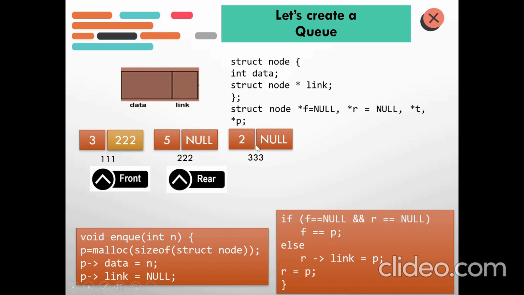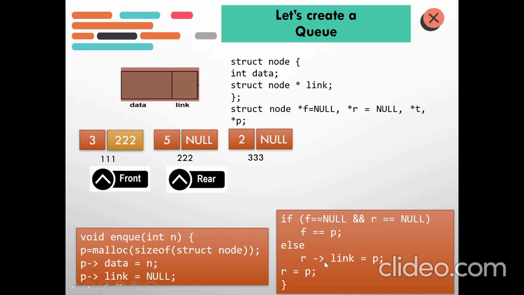So again a node would be allocated at a fictitious address, for example 333, which would be pointed to by P. Now the data part would be initialized with the value that has been passed to this function. Let us assume it is a 2, and you would assign the link part a null. Now you should remember that this if would be true only for the first node. So for the rest of the nodes, the subsequent nodes, only this else part would get executed.